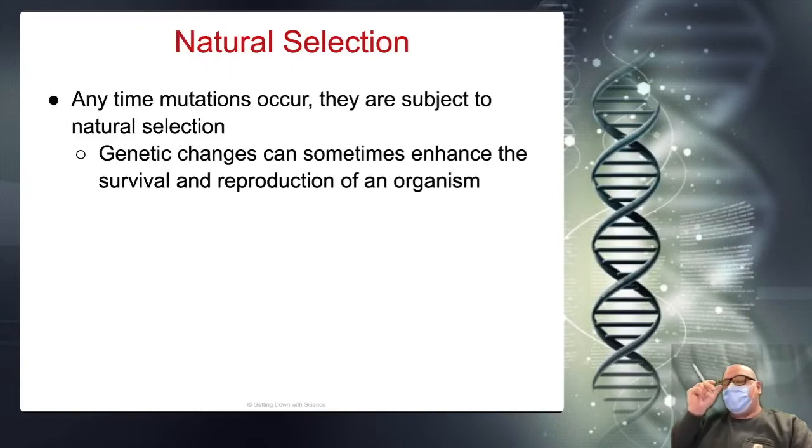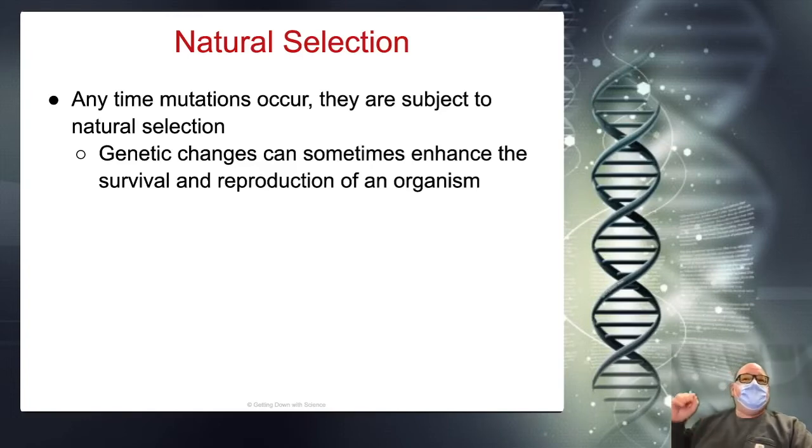All right. So let's just touch on evolution, which is our next unit. We're going to lay a little groundwork for it right here. Anytime you get a mutation, they're subject to natural selection. So what does that mean? All these genetic changes can sometimes, usually doesn't happen, but sometimes they might enhance the survival and reproduction of an organism. So maybe the mutation leads to an enzyme that's more efficient. Maybe the mutation leads to a trait that allows for better camouflage or better whatever, okay? Anything that allows them to survive and reproduce, okay?